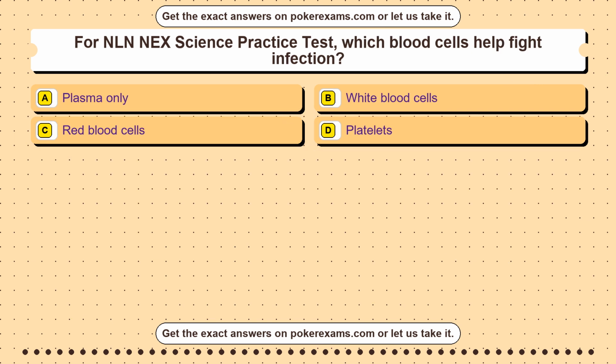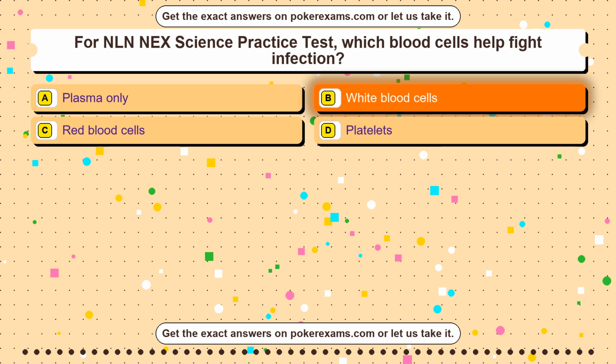Question 12. For get RLA practice test, which word signals contrast? Option A. First. Option B. However. Option C. Because. Option D also. The correct answer is option B.